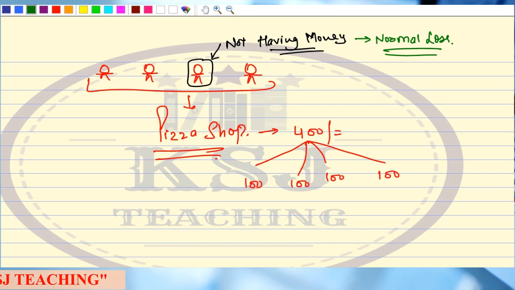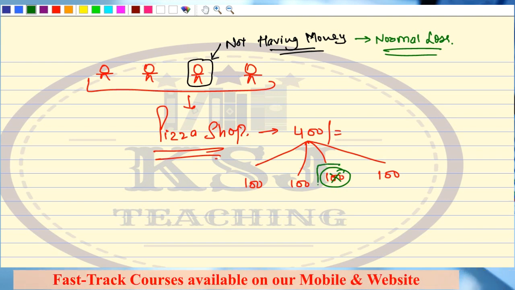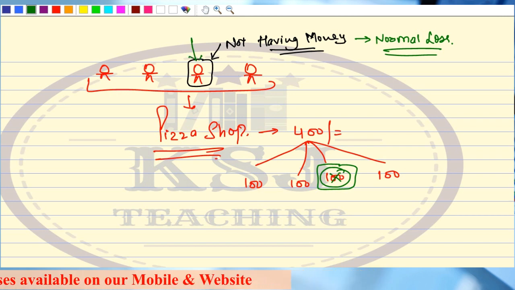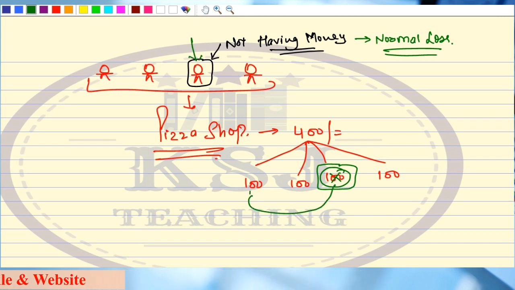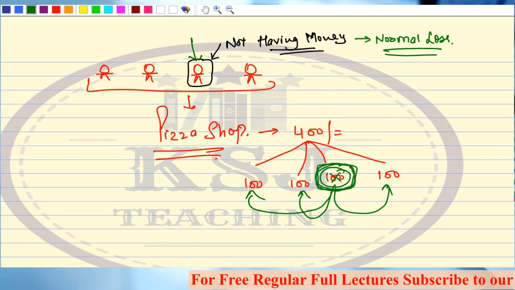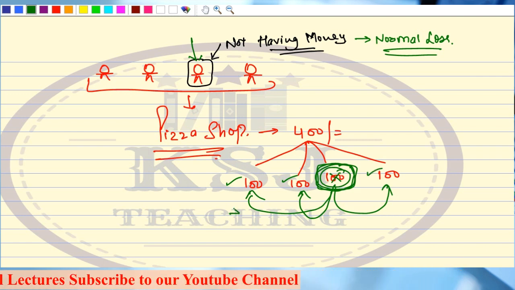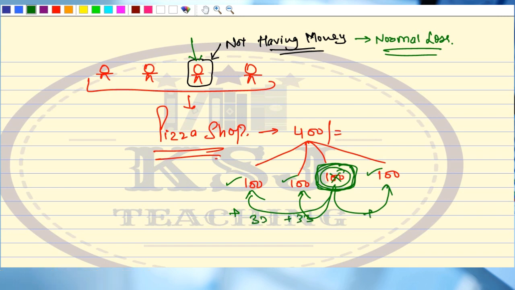Now what will happen, sir? Now he is not going to contribute this 100 rupees. Who will contribute? The pizza shop owner? No, sir. This 100 rupees cost which belongs to this person, that is normal loss. Now this will be borne by the good friends. Those who were to bear 100 rupees, their cost will increase now, right? 33 rupees plus 33 rupees plus 34 rupees. So this is my normal loss.